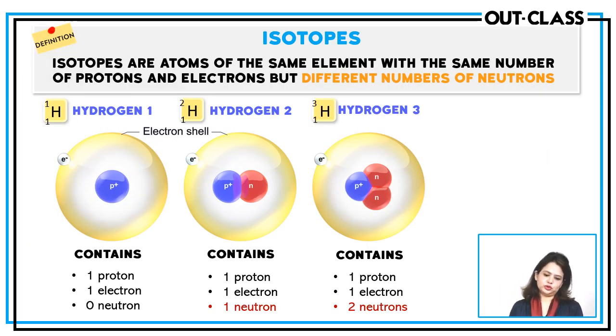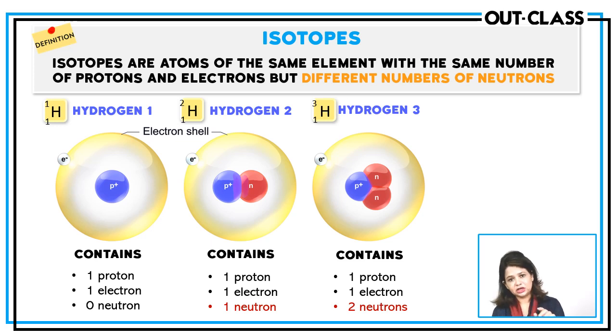Now comes isotopes. Isotopes are atoms of the same element having the same number of protons and electrons but a different number of neutrons. So you must remember, whenever you state the definition of an isotope, you must say that they have the same number of protons and electrons. And when you are selecting isotopes from a list, please see that, because these are atoms, not ions, they should have an equal number of protons and electrons. Only their neutron number should be different.